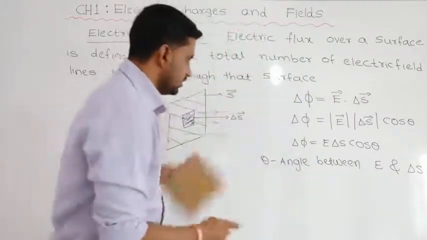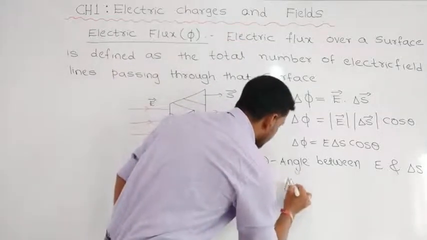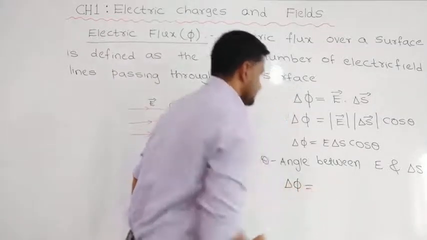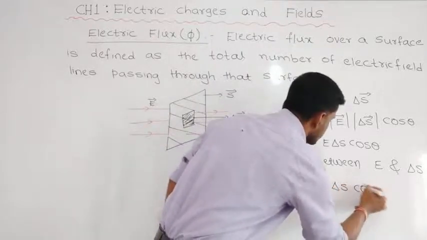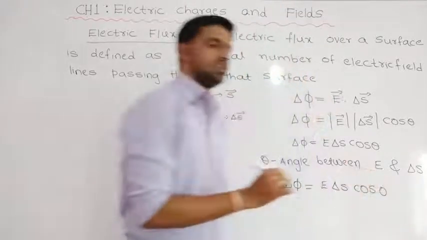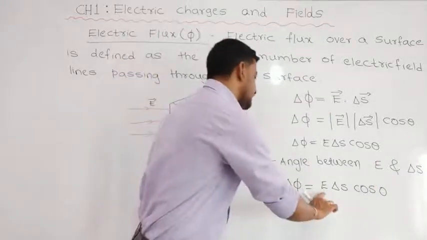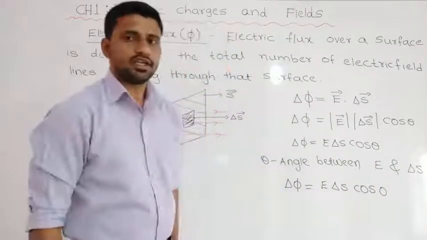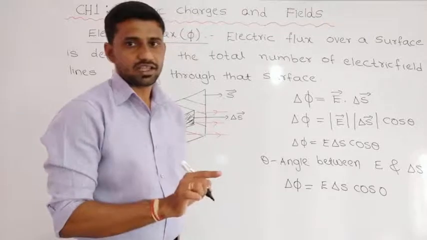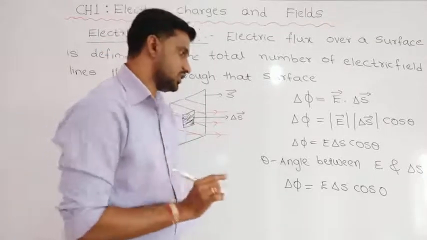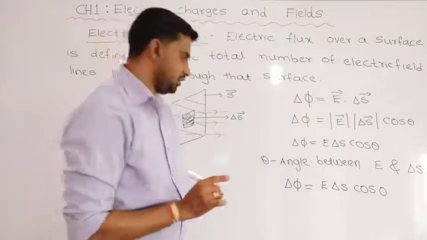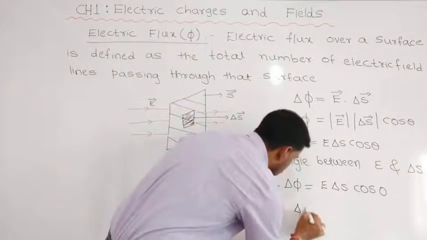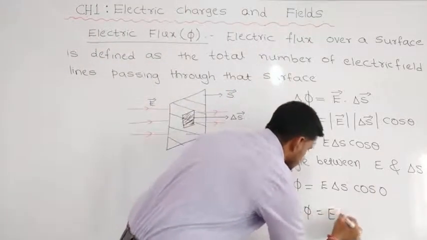In that case, I can write delta phi, or electric flux, as E delta S cos 0. That means the angle between the electric field and the surface area vector is 0. The directions are the same, so I am taking the angle as 0 degrees. We know that cos 0 is 1. Then delta phi is equal to E delta S.